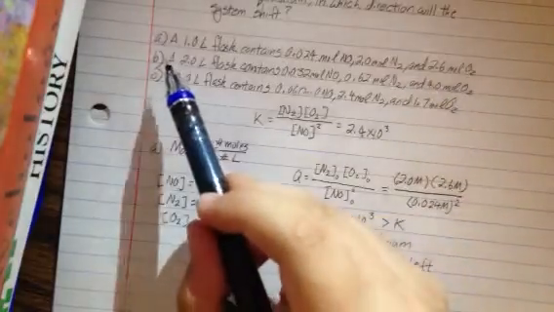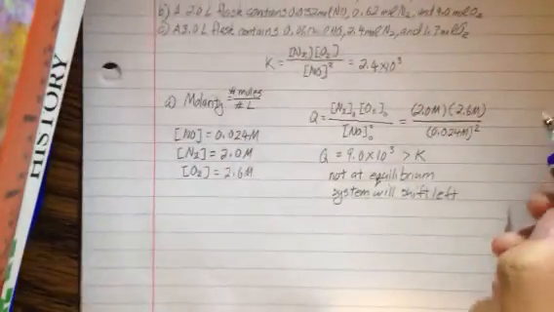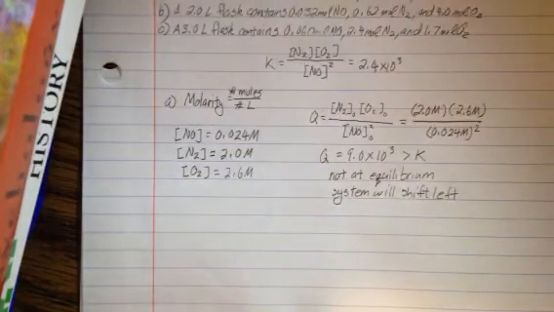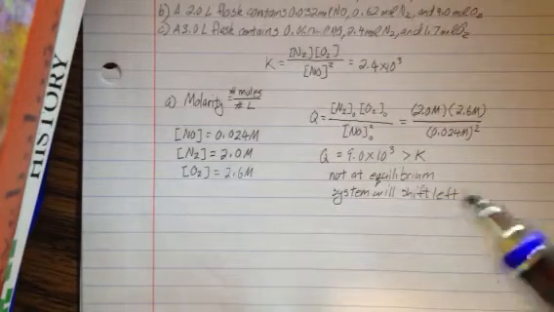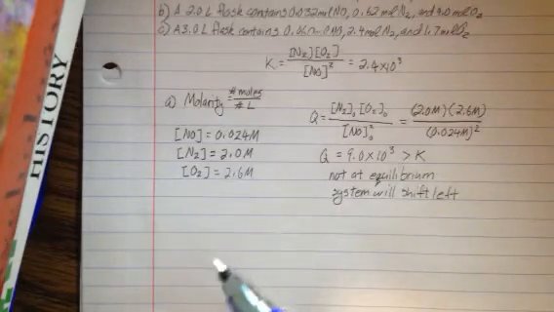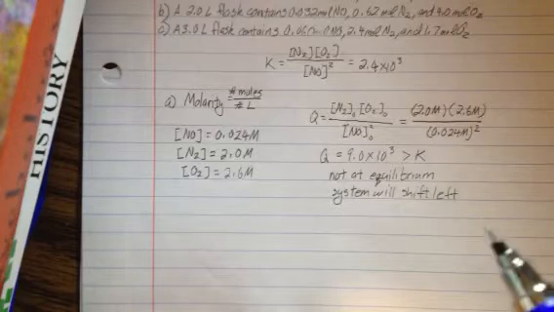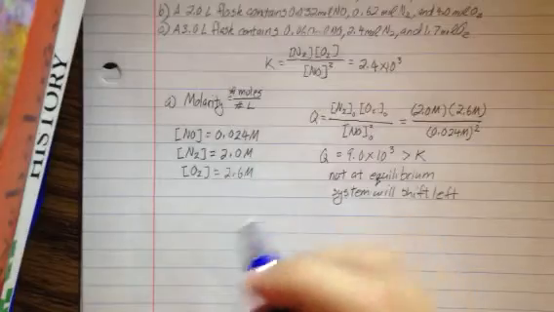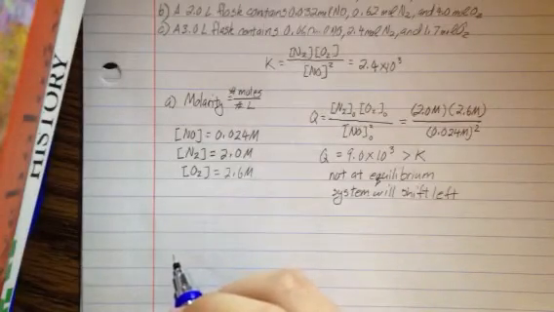This is how you'll do part B and part C. I will not show them here because I don't have enough time for that. And then you should know your three cases. If Q equals K, then it's at equilibrium. If Q is less than K, the system is not at equilibrium and will shift to the right. And that's how you will do the problems.